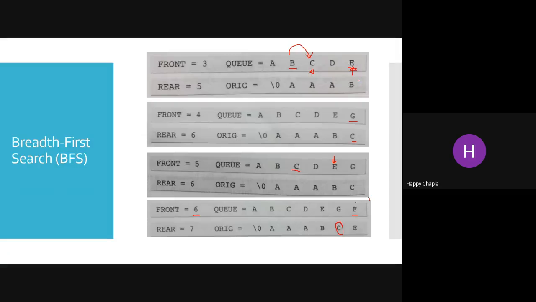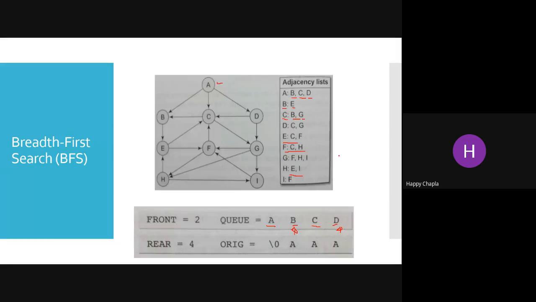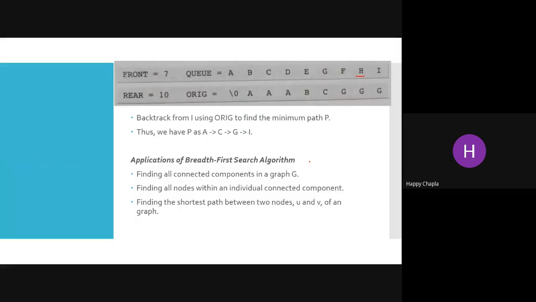Sorry, I forgot to take this G. So what are the adjacents of G? F, H, and I. So now enter F. Did we take F? No. So we must enter F, H, and I. Those are the origin of my G.